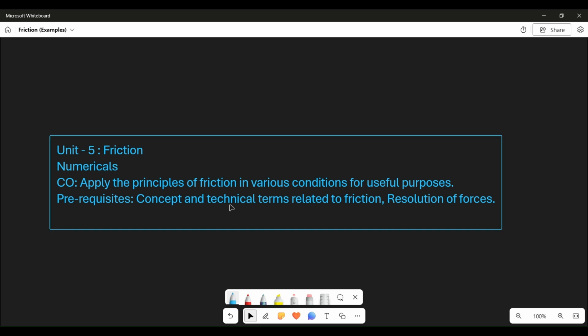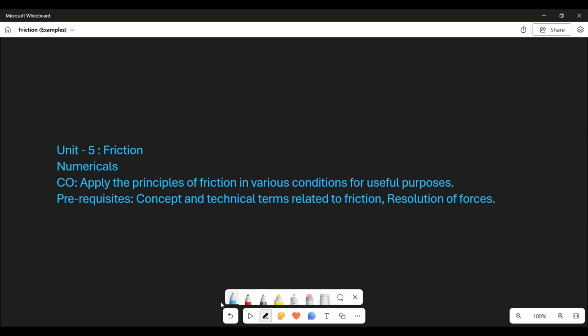Hello students. In this video, we will solve some numericals of your unit 5, that is friction. Now, the course outcome we are trying to achieve here is you should be able to apply the principles of friction in various conditions for useful purposes.